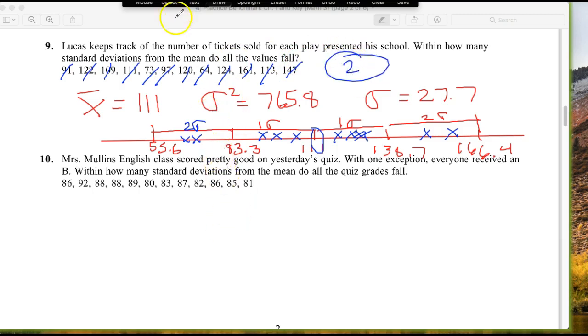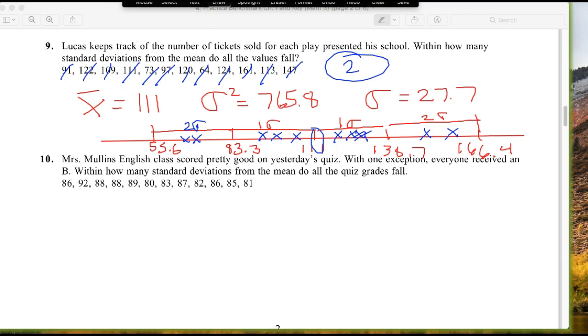All right, let's go ahead and go on to number 10. If it falls within 3 standard deviations, your data is really varied and spread apart. 2 standard deviations, it's a little closer together. So let's go ahead and look. Mrs. Mullen's English class scored pretty good on yesterday's quiz. With one exception, everyone received a B. Within how many standard deviations from the mean do all the quiz grades fall?